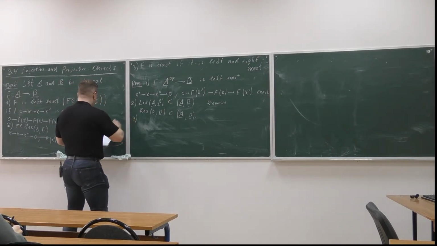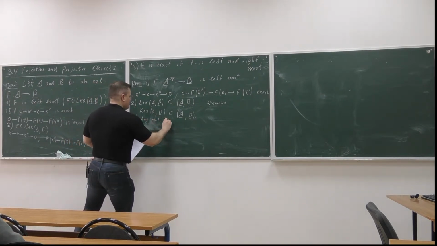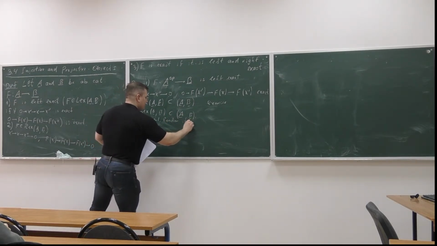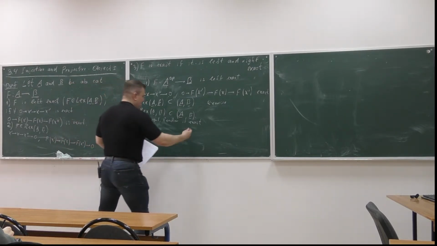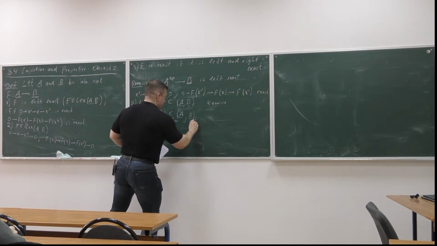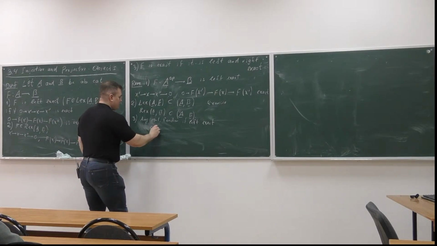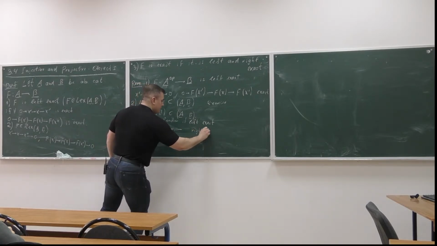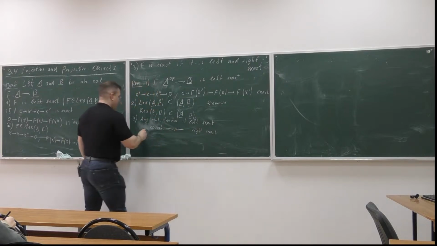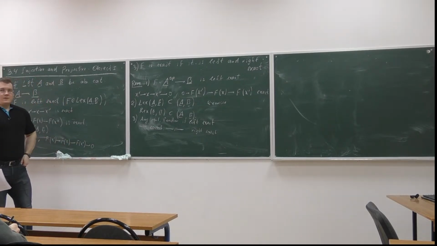Okay, so remark 3: any continuous functor is left exact, and co-continuous is right exact. That's a kind of trivial remark, right? If you take all additive functors.